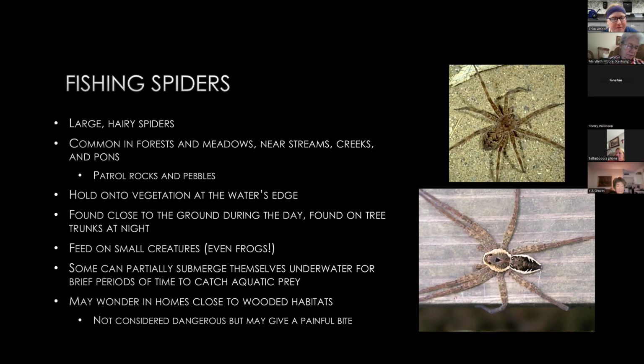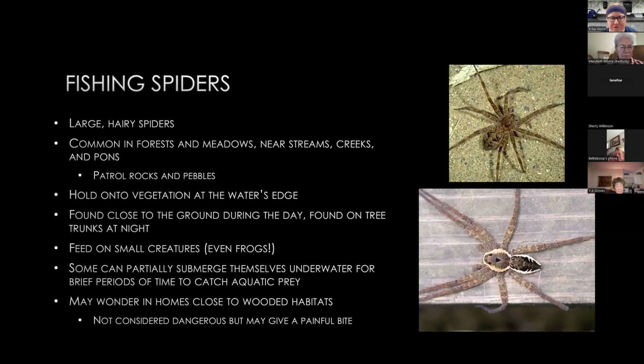But again, primarily they're going to be out near river and creek beds, things like that. They're going to patrol for prey along the rocks and the pebbles. And sometimes they can even hold on to vegetation at the water's edge, waiting for some prey to come along, okay? Most of the time during the day, they're found close to the ground, and then they will move higher up on tree trunks at night. This is one spider that is going to eat small animals. So we do have spiders capable of eating more than just insects. Fishing spiders are large enough that they can consume a frog even.